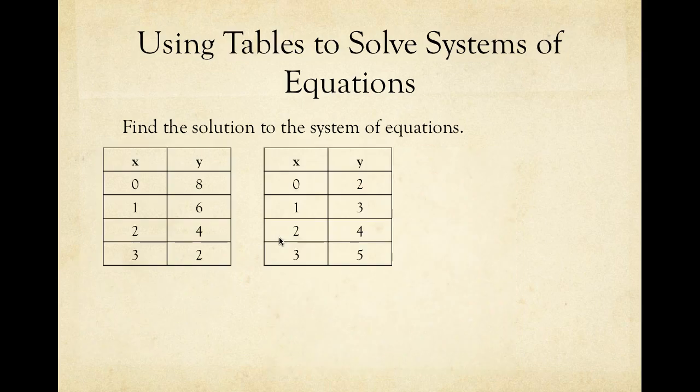Now we are looking at tables and trying to find the solution to the system of equations. This one is pretty simple to identify. There's only one place where the x-coordinate and the y-coordinate are the same. That's the point (2, 4). So that is the solution to the linear system of equations. Remember, a solution to the linear system is the point where the x-coordinates and the y-coordinates are the same for both equations, or for both tables.